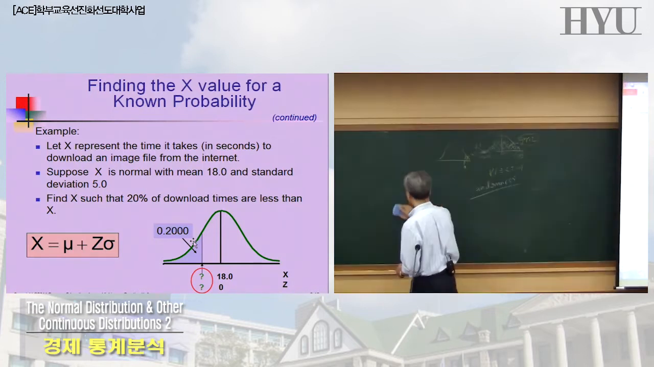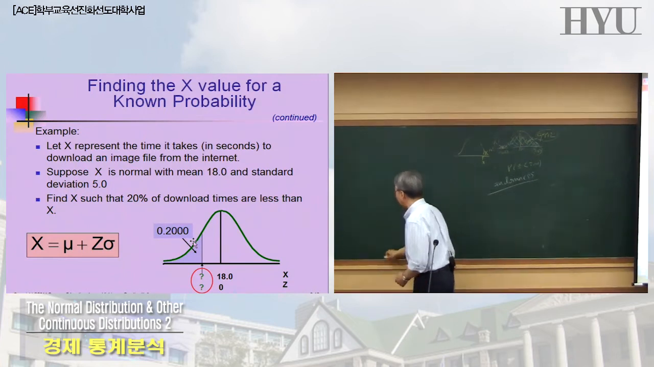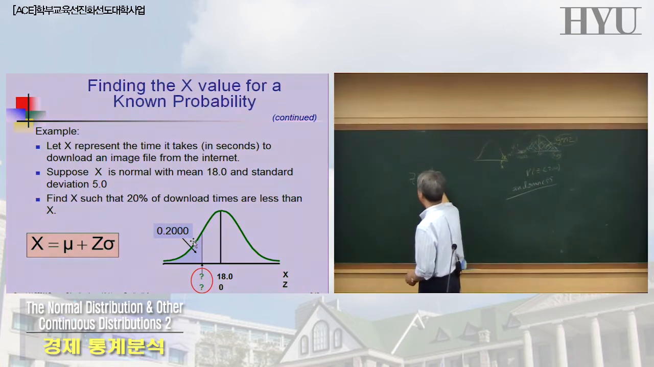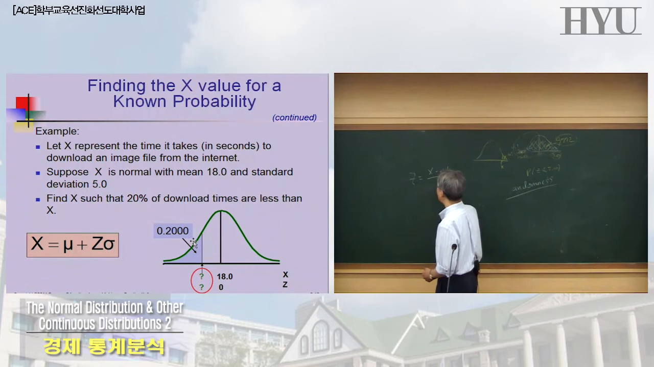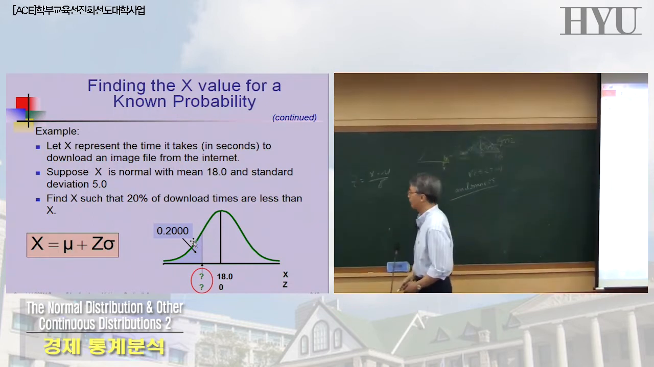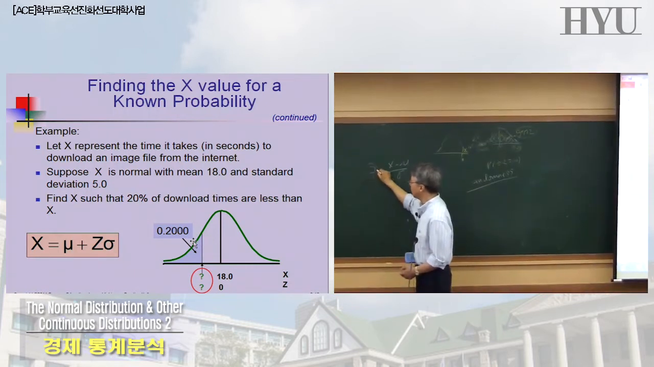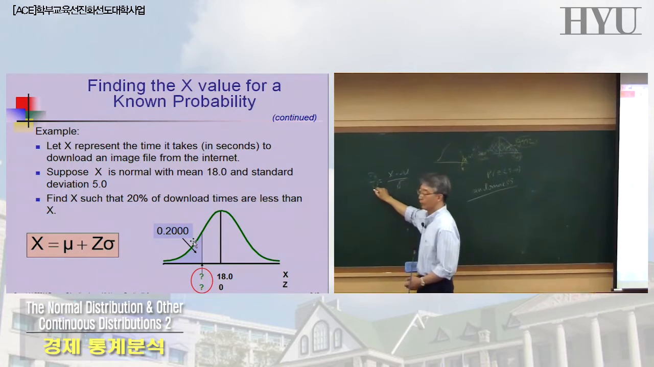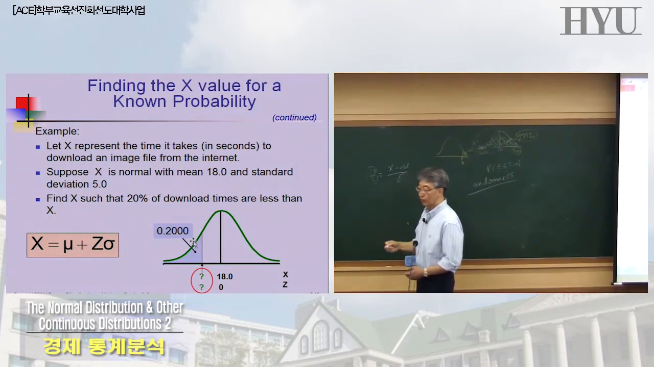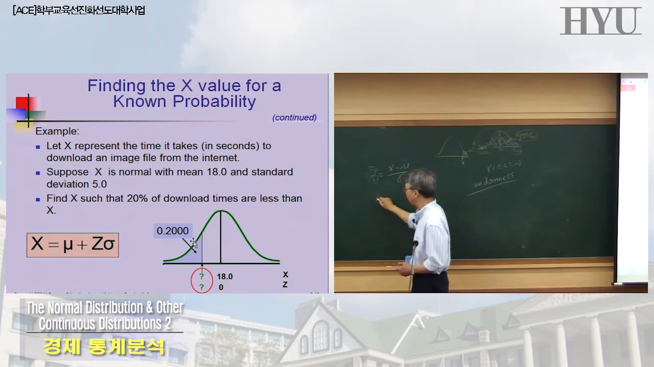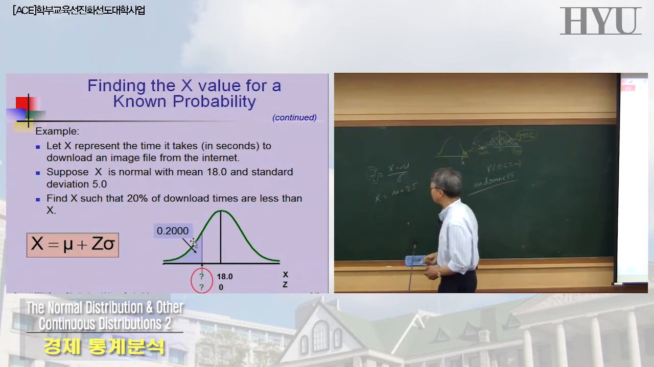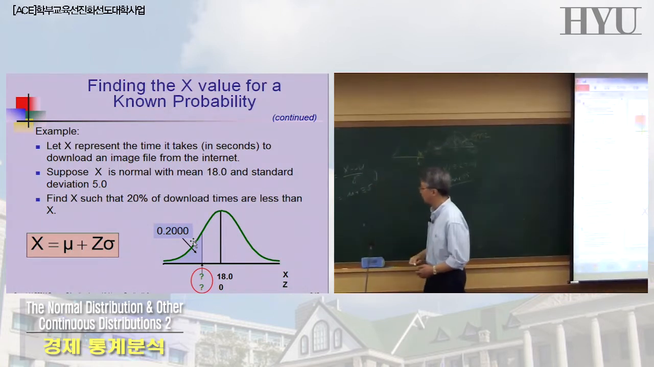Because you know how to do it. Z-score is X minus mu over sigma. Okay? But this time we know the Z-score. We can find the Z-score because we know the probability, right? So you can convert this back to X is mu plus Z times sigma from this formula.